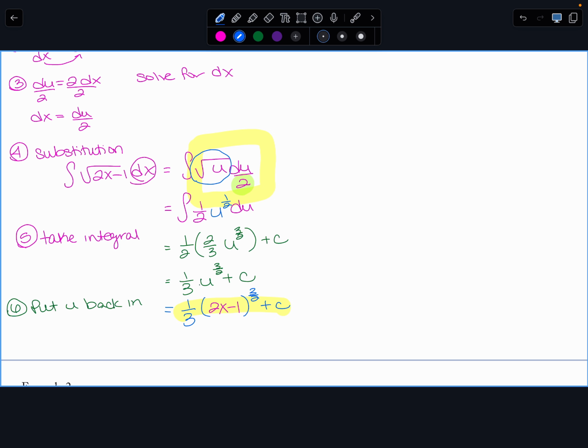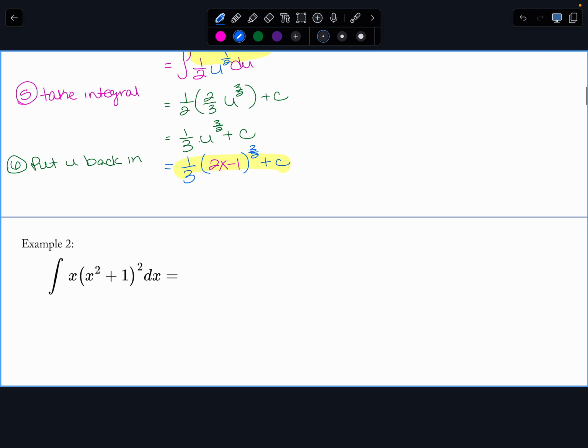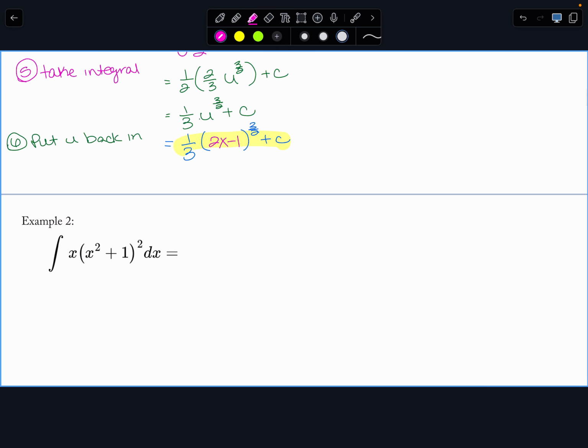Other questions? Let's do another one. Always let u be equal to the inside function. So u is equal to x squared plus 1.